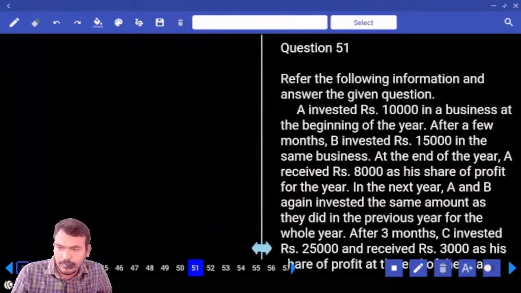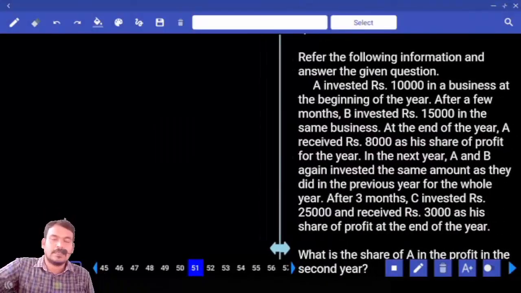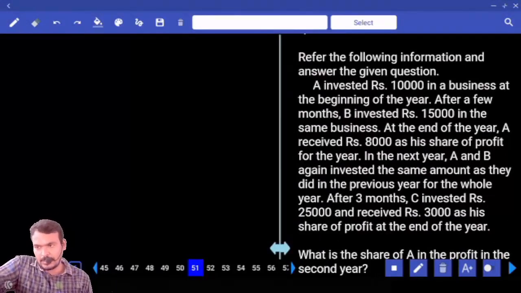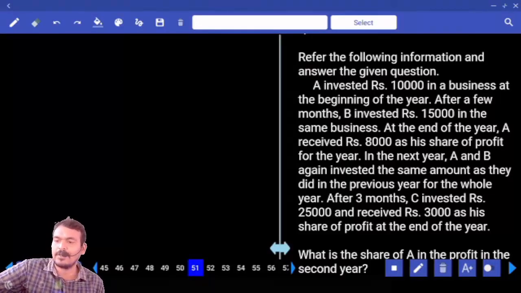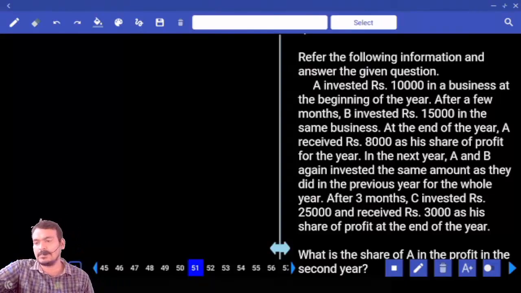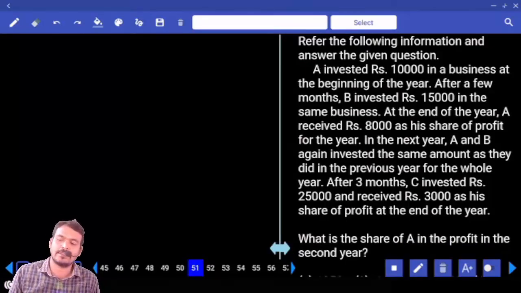Next, question number 51. Case letter given related to partnership concept. A invested 10,000 in a business at the beginning of the year. After few months, B invested 15,000 in the same business. At the end of the year, A received 8,000 as his share of the profit for the year. In the next year, A and B again invested the same amount as they did in the previous year for the whole year. After 3 months, C invested 25,000 and received 3,000 as his share of the profit at the end of the year.